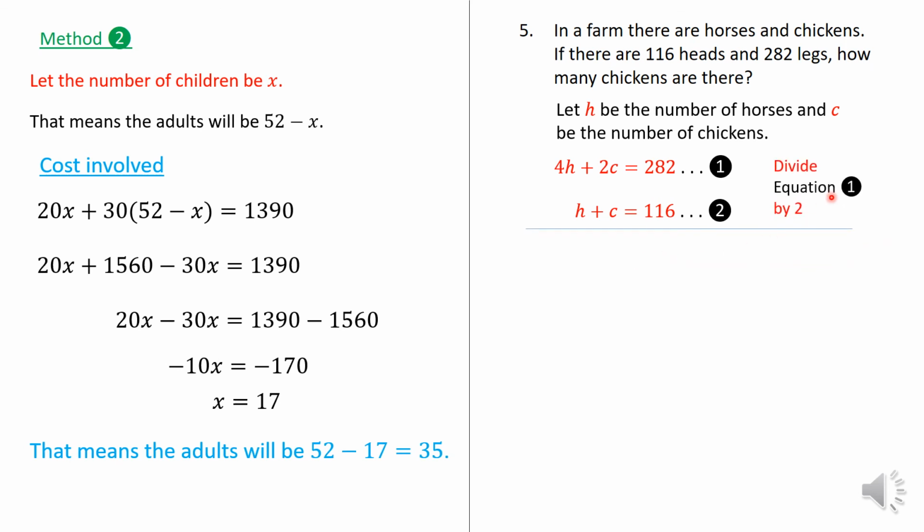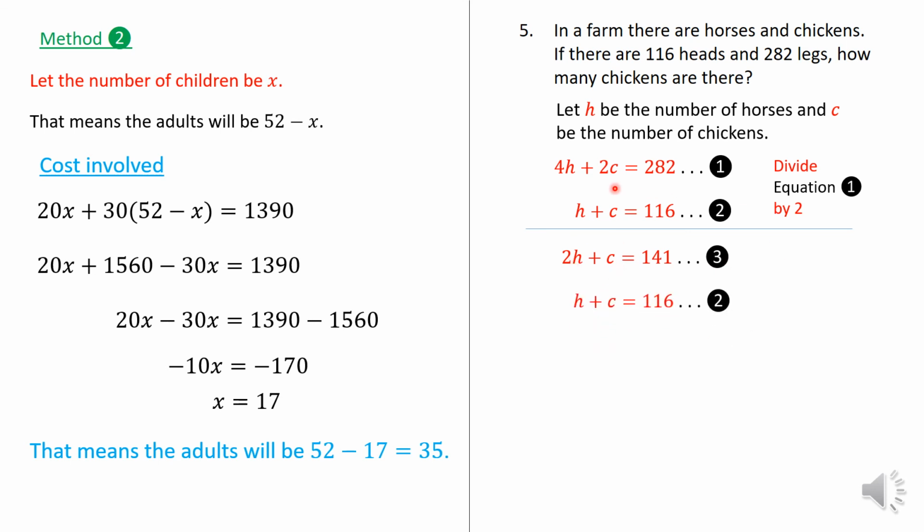So what I did is I divided equation 1 by 2, because I can do that when eliminating. I can divide or multiply. When I do that, I get 2h plus c is equal to 141. That means 4 divided by 2 is 2, 2 divided by 2 is 1, and 282 divided by 2 is 141. So I created another equation.